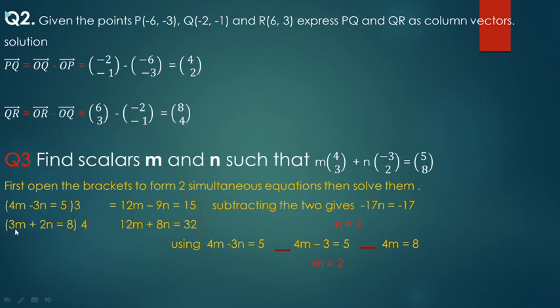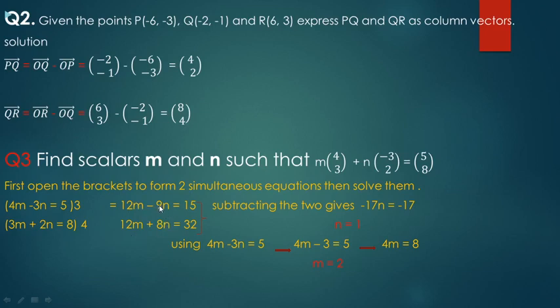It is 12m plus 8n equals 32. Then I want to eliminate this. I want this one to be 0. So the only thing I can do for this to be 0 is subtract. If I subtract, 12m minus 12m will be 0. So this will be 0.